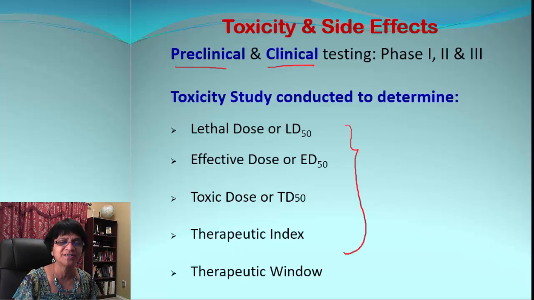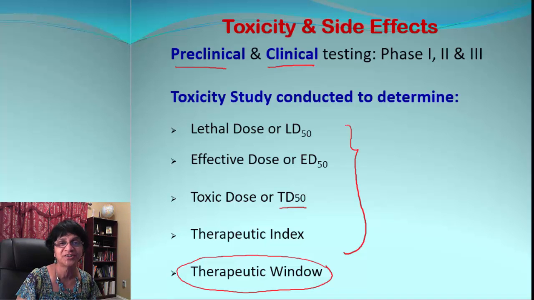It's very important for us to know the lethal dose, which may kill 50% of the subjects in the testing group. There is ED50, which tells you the concentration of the dose which is effective in 50% of the testing group. And then there is TD50, which gives you the concentration of the drug causing toxic levels. There's also the therapeutic index, which is the ratio of TD50 to ED50, and a therapeutic window, which provides you the safe margin range of a drug dosage.